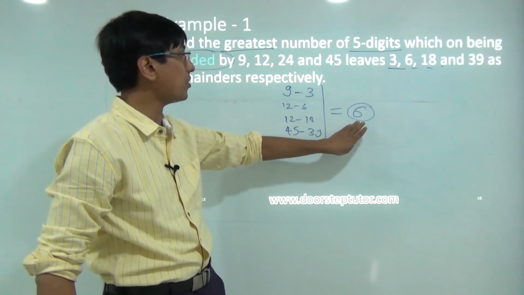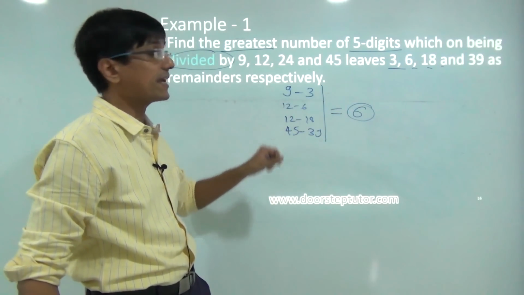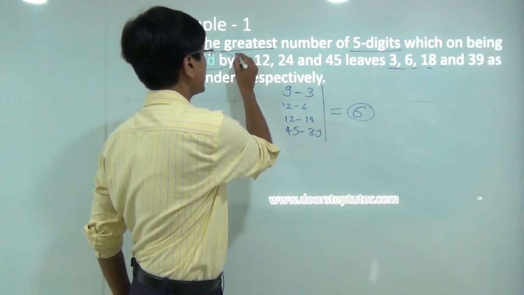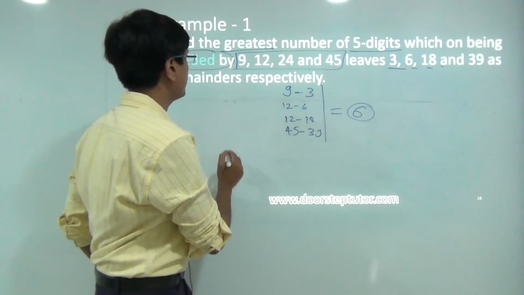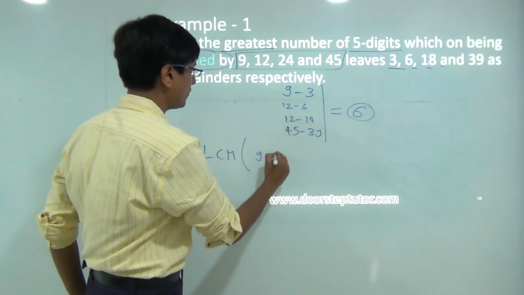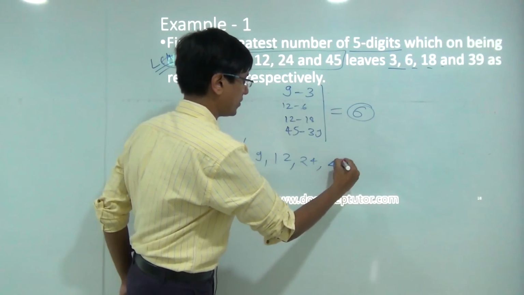Because there is a common difference and it is 6, I know that I can use my formula. And what was my formula? I have to find the LCM of these 4 numbers and then subtract the common difference 6. So my answer is nothing but the LCM of 9, 12, 24 and 45.